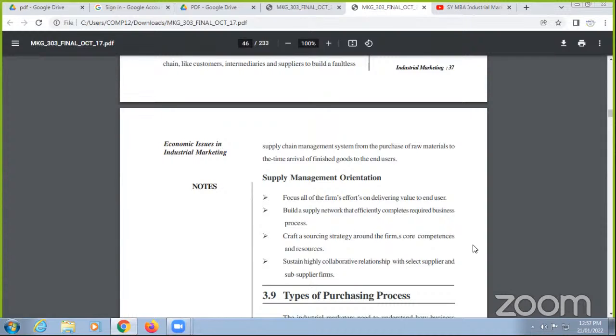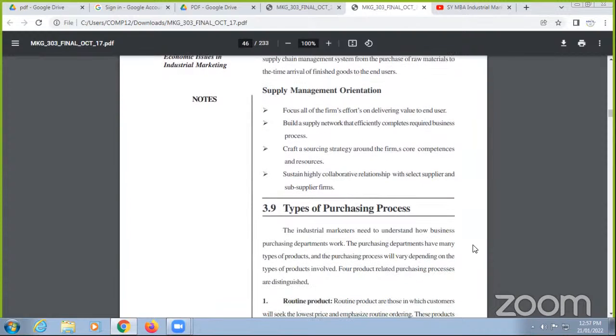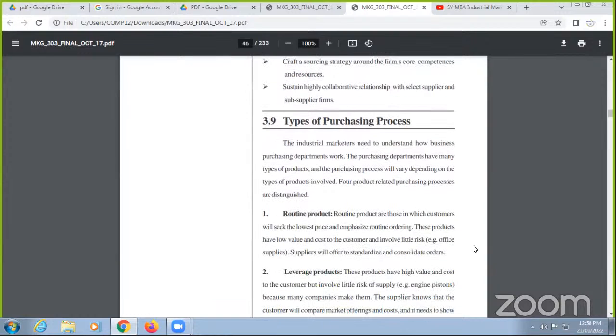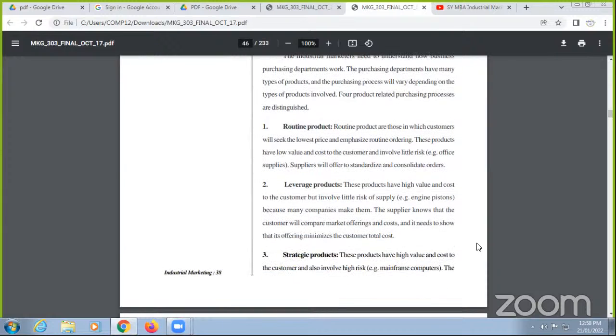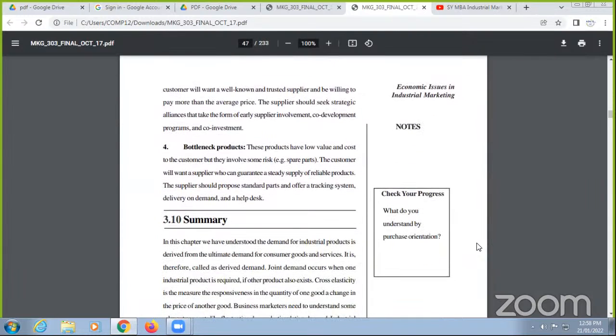The firm's core competence and suggestion supplier. Next, types of purchasing process: routine products, leverage products, strategic products, bottleneck products.